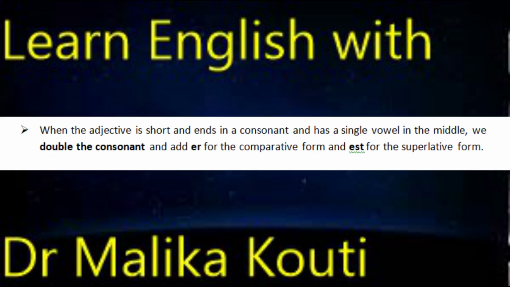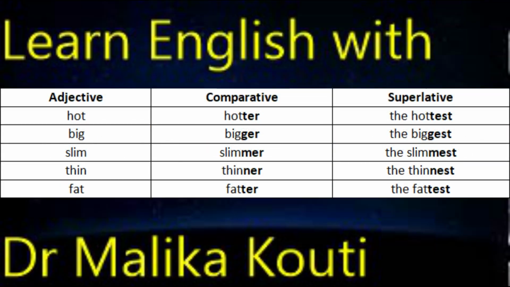Good. When the adjective is short and ends in a consonant and has a single vowel in the middle, we double the consonant and add er for the comparative form and est for the superlative form. So let's look at this table. You have hot, hotter, the hottest, big, bigger, the biggest, slim, slimmer, the slimmest, thin, thinner, the thinnest, fat, fatter, the fattest. So as you see, we have doubled the consonant in the comparative and superlative forms.